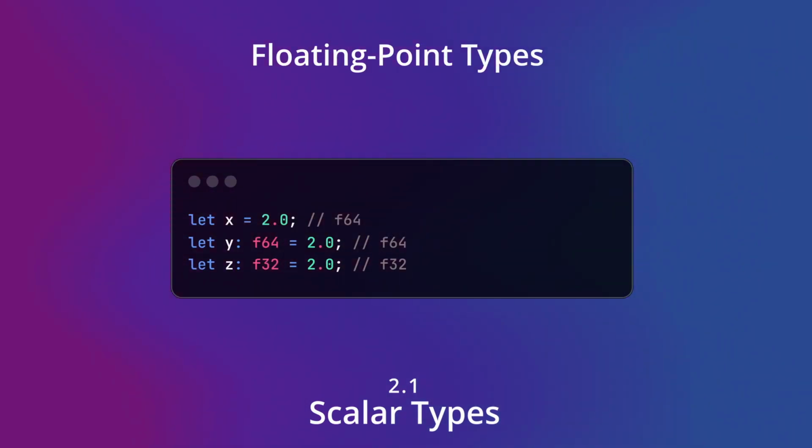Next we have floating point type. These hold decimal/float values, and these are always signed. These come in 2 types. One is 32-bit and the other one is 64-bit. By default, any decimal value is considered 64-bit.